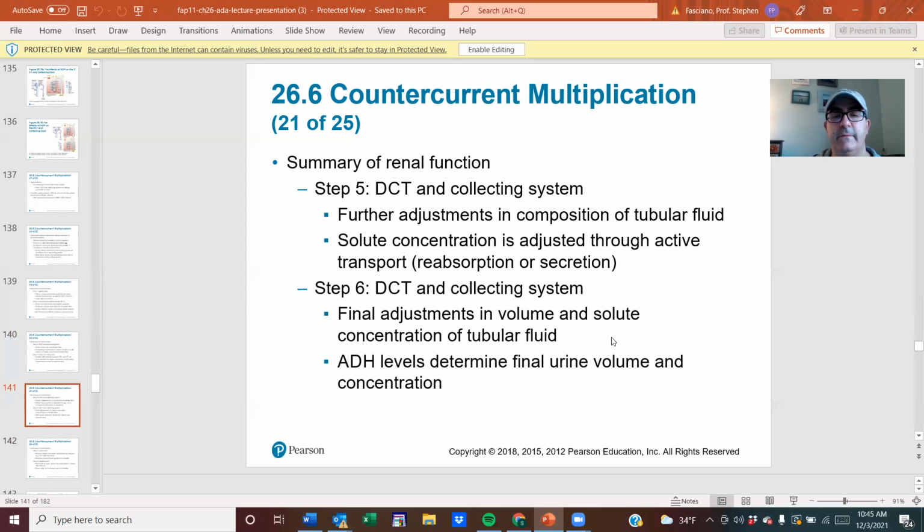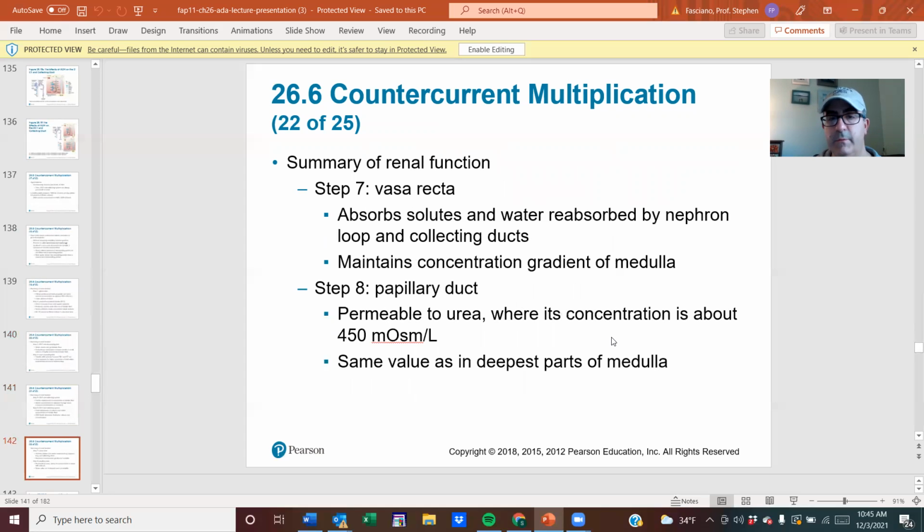Step five, the distal convoluted tubule makes further adjustments in composition of tubular fluid. Step six is the distal convoluted tubule and collecting system. Step seven, the vasa recta absorbs solutes. Step eight, the papillary duct is permeable to urea.